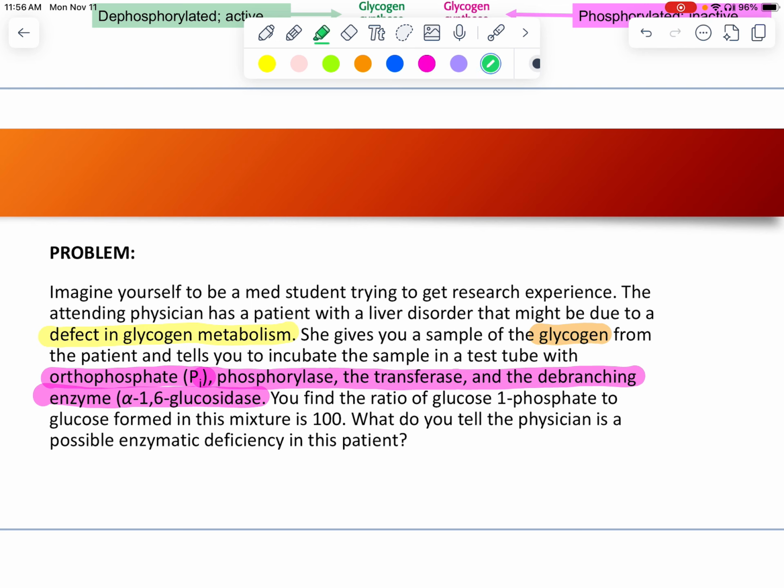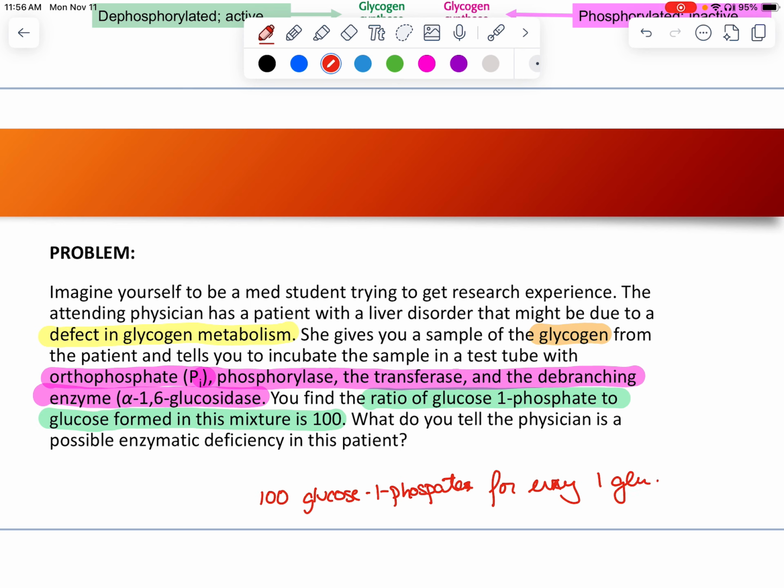When you do that, you find that the ratio of glucose 1-phosphate to glucose formed is about 100, right? So we are getting 100 glucose 1-phosphate for every 1 glucose. You get the idea. And here's our question: what do we tell the physician? What is the possible enzymatic deficiency in the patient?